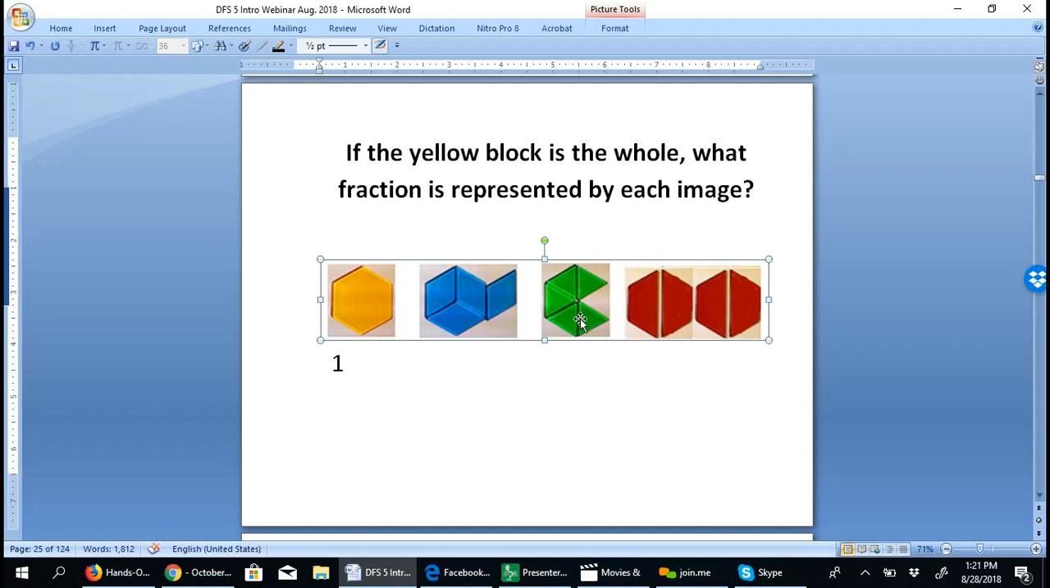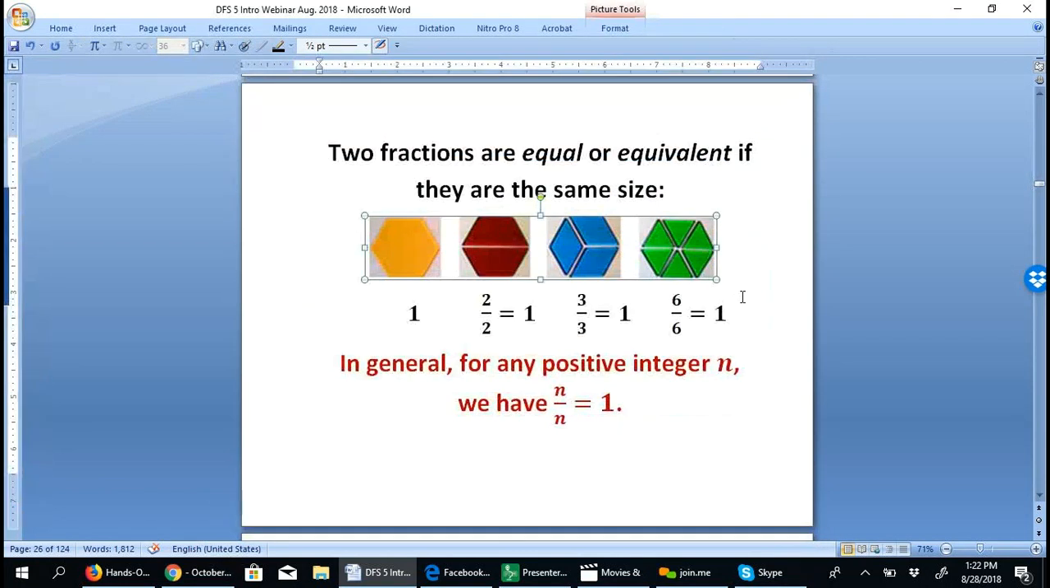Okay, thirds, very nice. How about the green image? What fraction is represented here? Remember, each green block is a sixth, so this is 5/6. How about here, the red image? What fraction do we have here? Okay, 4/2 or 2. So the first thing we need to know is that the students are able to recognize the name of fractional representations with the fraction blocks.